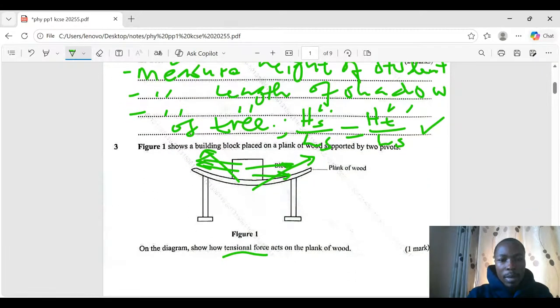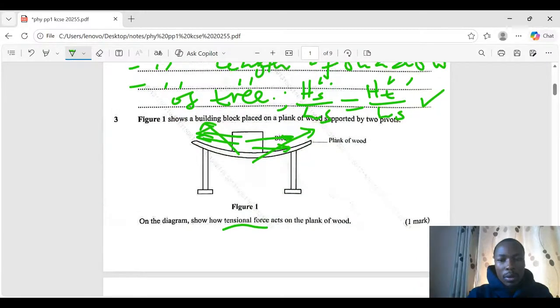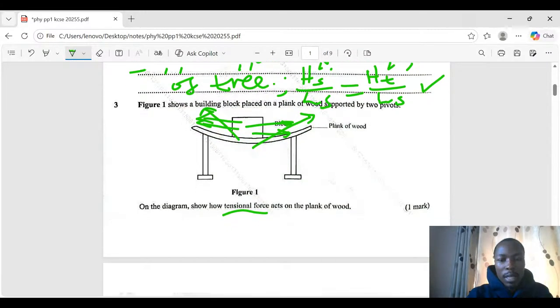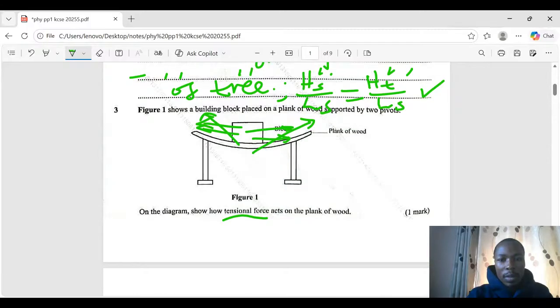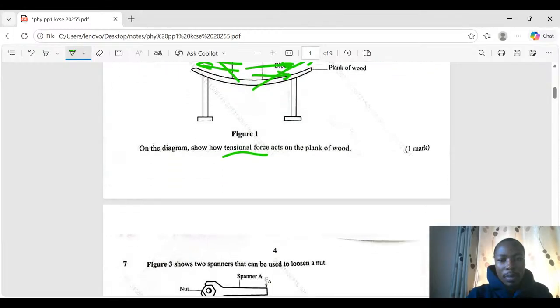Then we have the building block placed on a plank supported by two pivots here. So what you do here is give the tension forces. The tension forces are there. You can see where the block is, and the tension forces, how I have placed them in that direction.